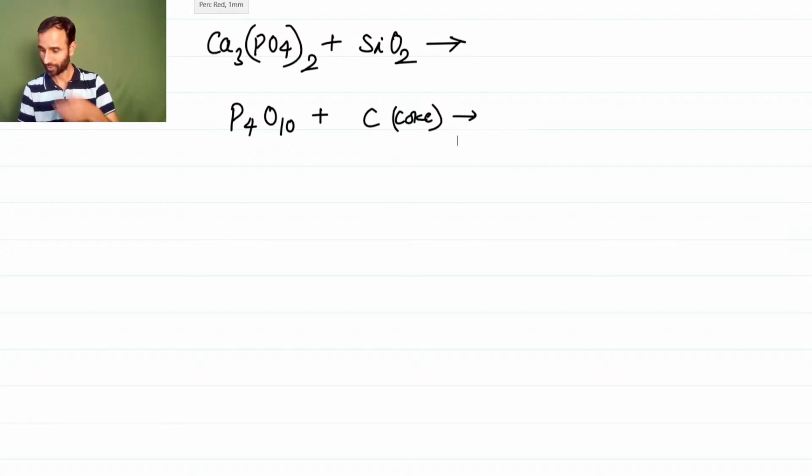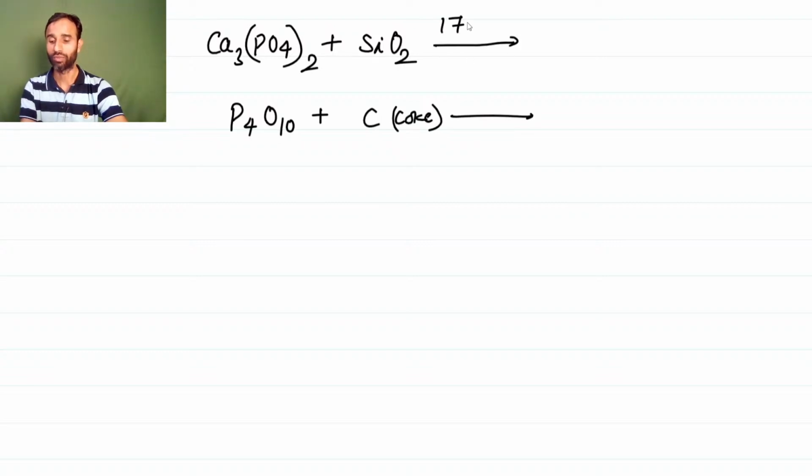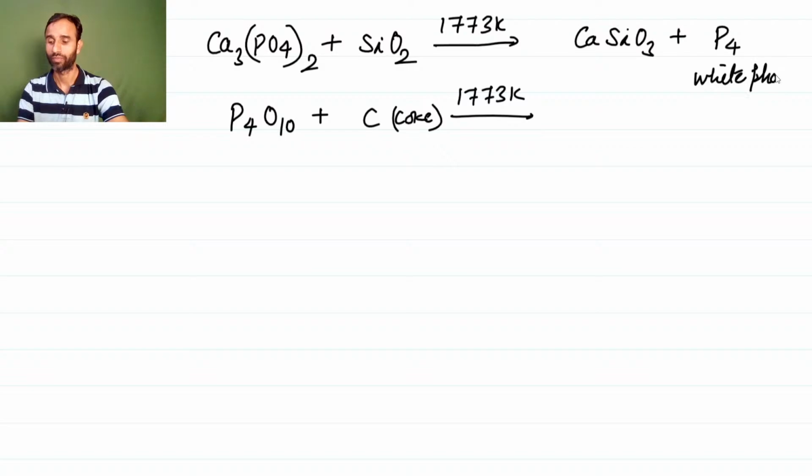Yes. So it reacts at very high temperature of the order of 773 Kelvin. So we get calcium silicate along with white phosphorus. Or even P4O10 when react with carbon at very high temperature.